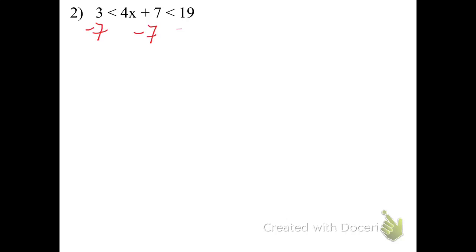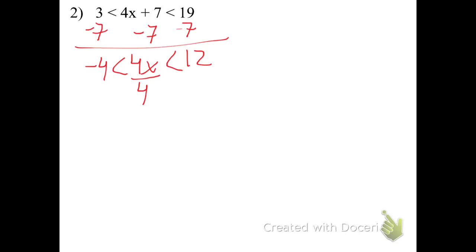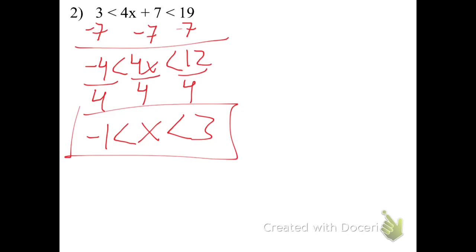So what you do to one side, do to all of the sides. Do it to the middle, do it to the left side, do it to the right side. 3 minus 7 is negative 4, less than 4x, less than 12. Okay, now you gotta get x by itself by dividing by 4. So divide by 4, and divide by 4 on the outsides. Negative 4 divided by 4 gives you negative 1 is less than x, less than 3. And this one is done, because really that gives you the interval from negative 1 to 3. And it's done. Okay? Sorry, I guess there's one here. Yeah, so x is between negative 1 and 3.